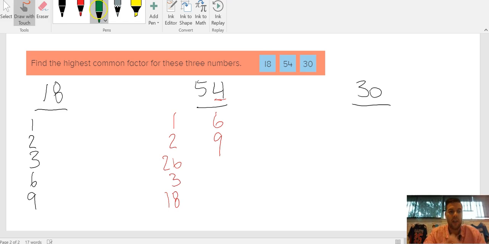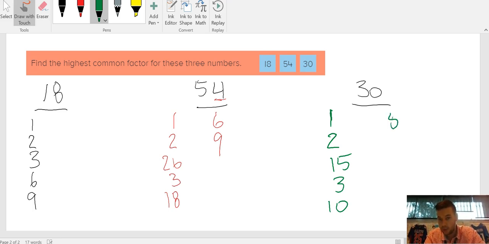Our final one is 30. What factors of 30 can we think of? Let's start with 1 and 30. 2, so 2 times what equals 30? We should know that's 15. 3, because it's 30, 3 times 10. 4 doesn't, no. 5 does, because 5 goes into numbers that end in 0. 5 times 6 equals 30. 7 doesn't, 8 doesn't, 9 doesn't, and then we're back to 10. So there are our factors for 30.